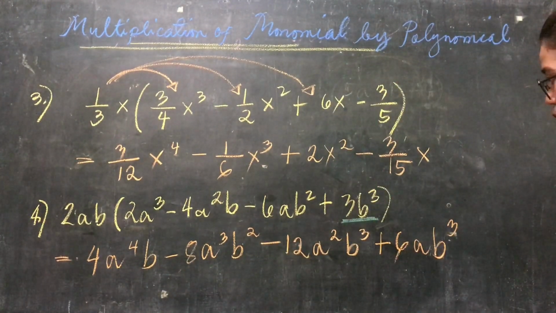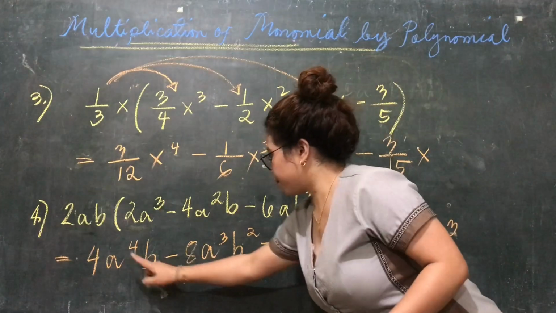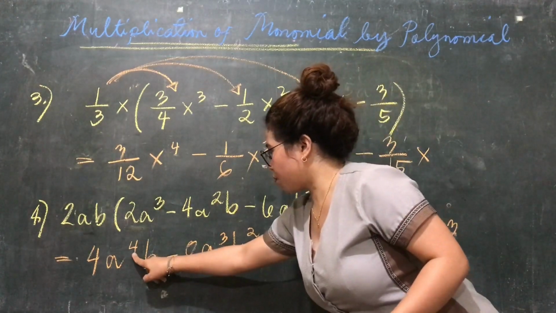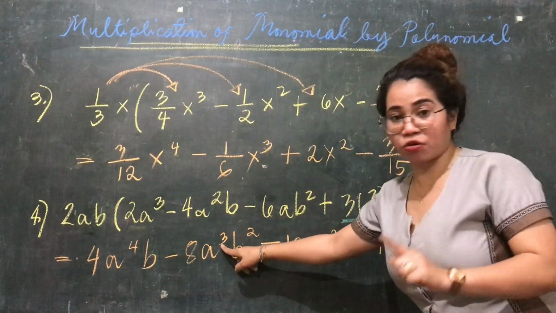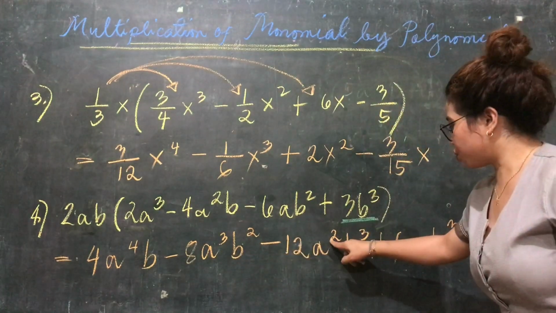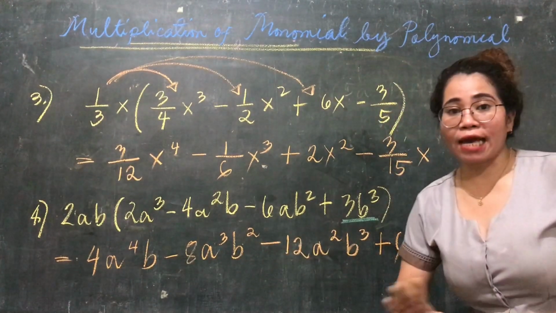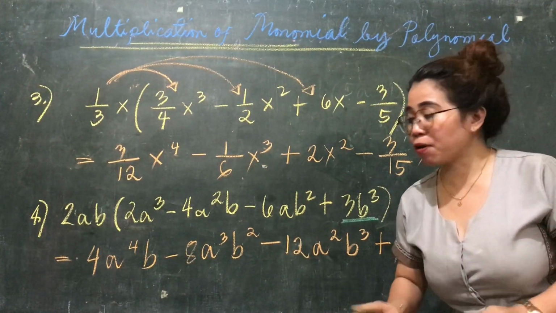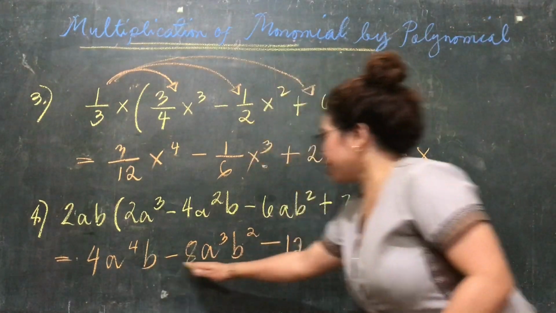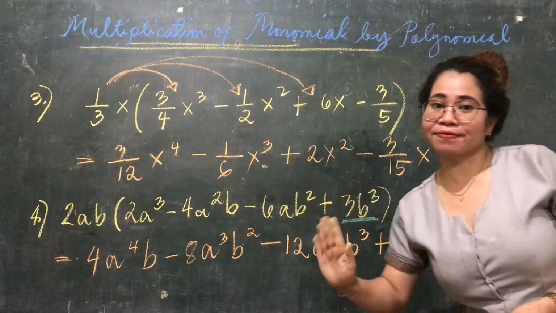Let's look for like terms. A to the 4th, the power is 4. The next power is 3. So they are no longer the same. The next power is 2, the next power is 1. So none of the terms are alike. There are no like terms to combine, so that is the answer. So that's it. Thank you.